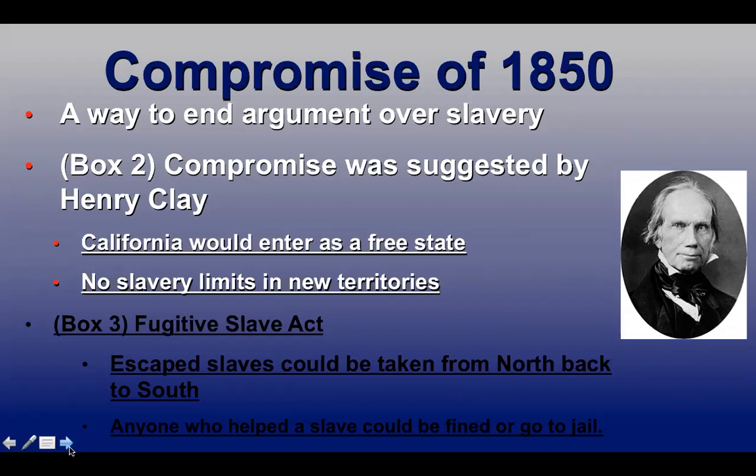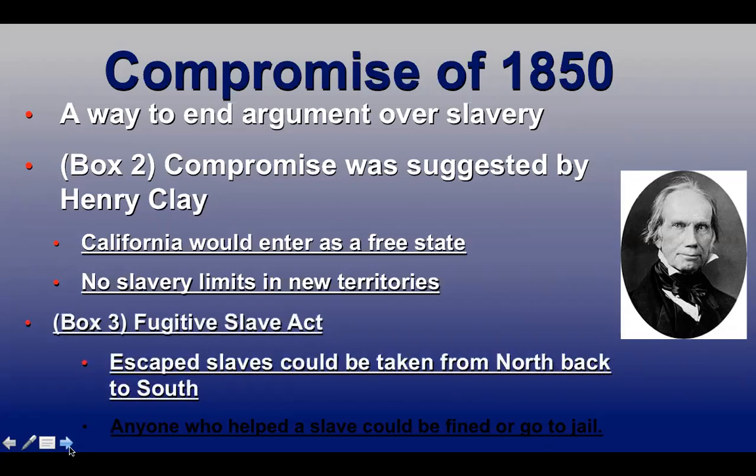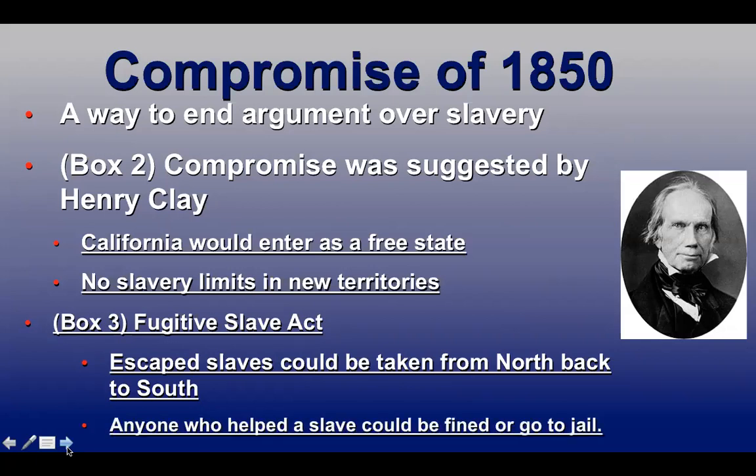That were escaping north to their freedom. And so the Fugitive Slave Act also gets put into place. So box 3 with the Fugitive Slave Act says that escaped slaves could be taken from the north back to the south, back to their slave owners. And so that begins to happen, and anyone who helped a slave could be fined or jailed.